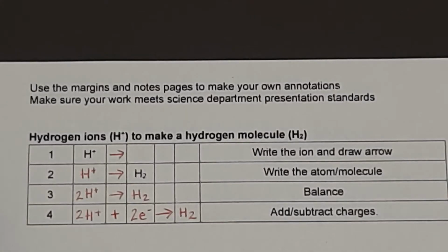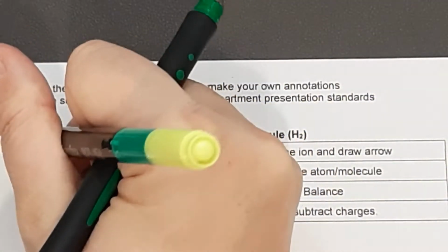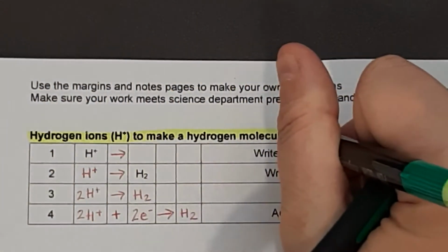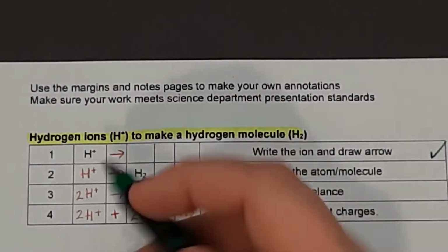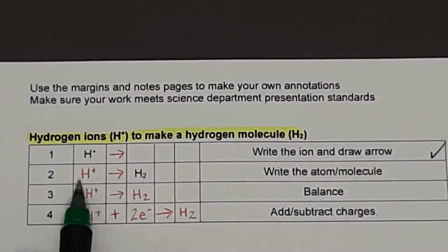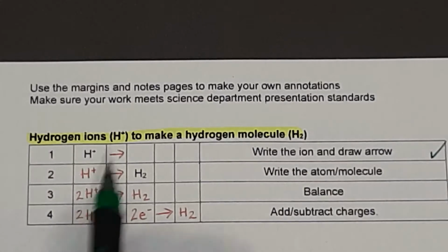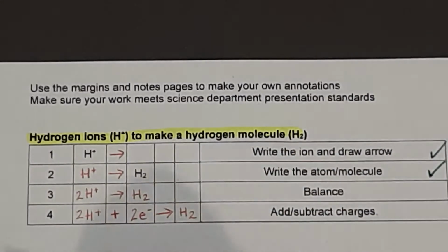Okay, so let's go through the next one. Hydrogen ions, that's H+, to make the hydrogen molecule H2. So we're writing the ion, it's already written for us, and we're drawing the arrow, so that gives us a mark for drawing the arrow. Write the atom or molecule, that's H2, make sure you've also put the arrow in, and that gives you another mark. And thirdly, balance it. Well, it's 2H+, it's going to turn into H2, because H2 is diatomic.